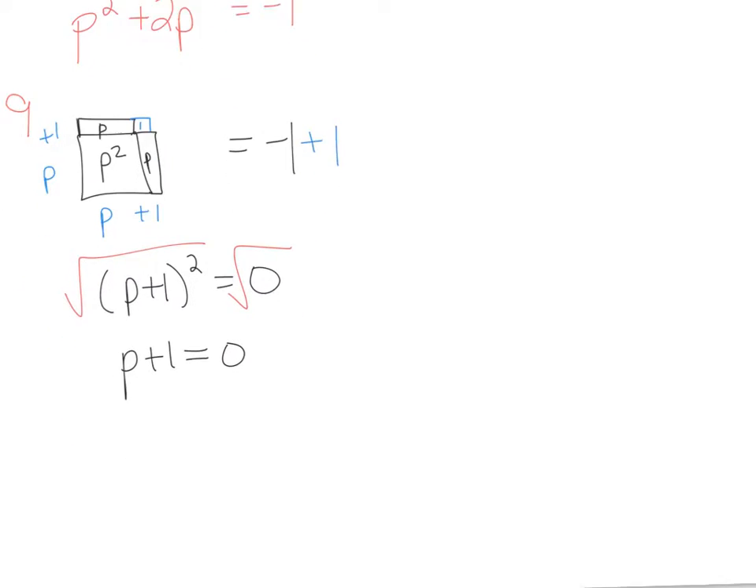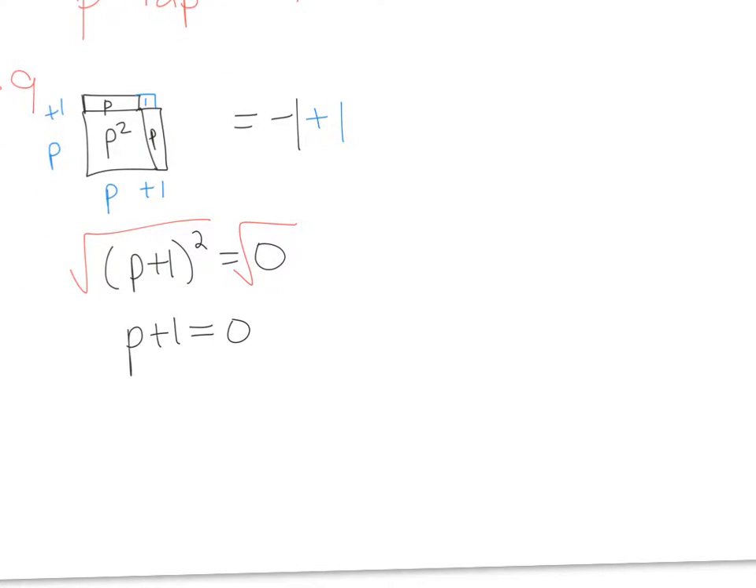Remember, 0 doesn't have signs. It's neither positive or negative. It's right in between those on the number line. And so we just get one answer. P equals negative 1. All right.